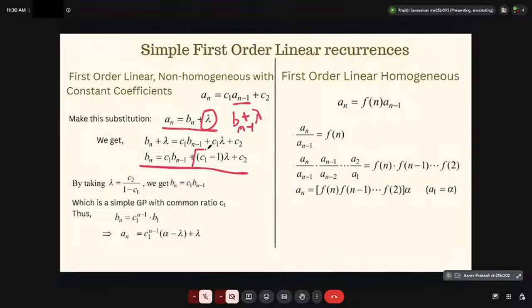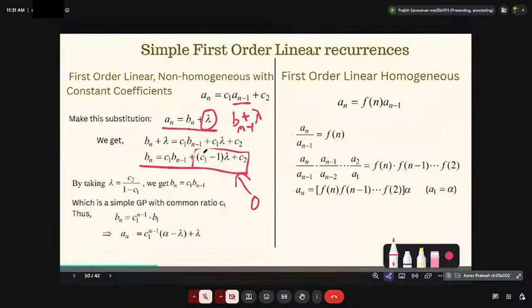This part of the expression is completely constant if you observe carefully. You cannot really control the value of C2, so that will be given in the question. But you can control the value of this one, because if we ensure that this term goes to zero, we will have a simple geometric progression, bn equal to c1 into bn minus 1, and you all know how to solve a geometric progression.